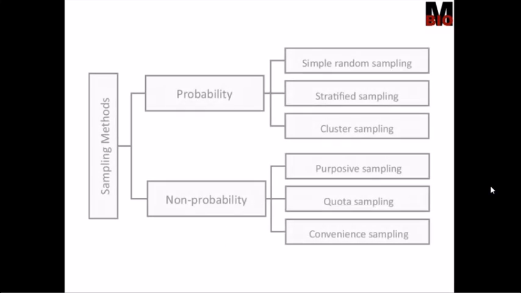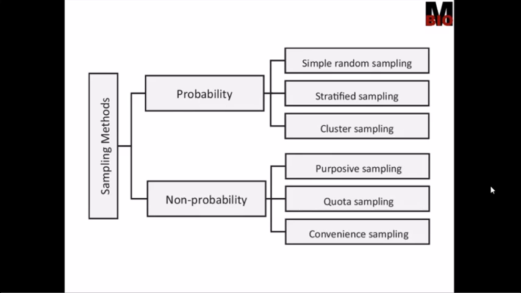There are different types of sampling methods. Two major categories coming under sampling methods are probability sampling and non-probability sampling.